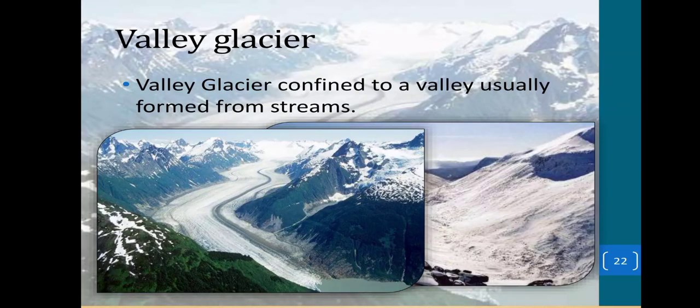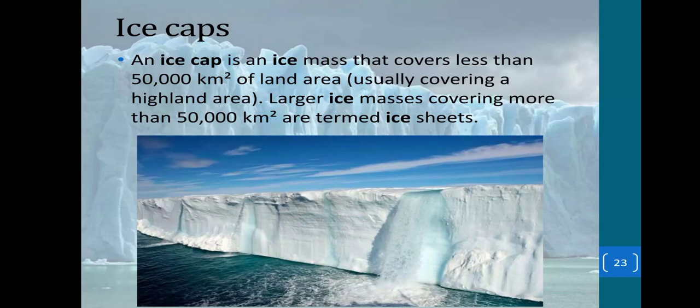Then we have also the valley glacier. Valley glacier confined to a valley, usually formed from streams. So I think you can really understand the illustration. This is self-explanatory. So let us proceed to the next.